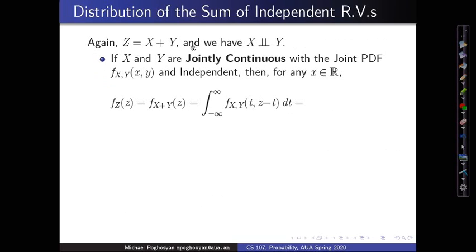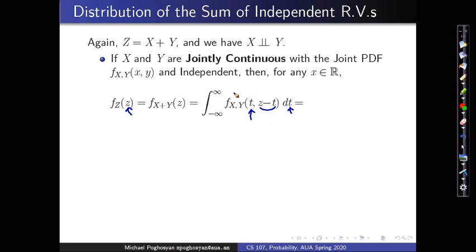And moving forward, for continuous random variables, if we have X and Y jointly continuous and independent, and we want to calculate the distribution of Z, so the PDF of Z in this case, the PDF of Z is written as this integral of the joint PDF from minus infinity to plus infinity, but here the first coordinate is taken t, the second coordinate is z minus t. Z is fixed here, and we are integrating over t, so integrating over a line.